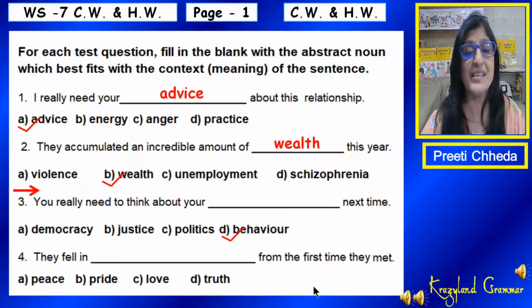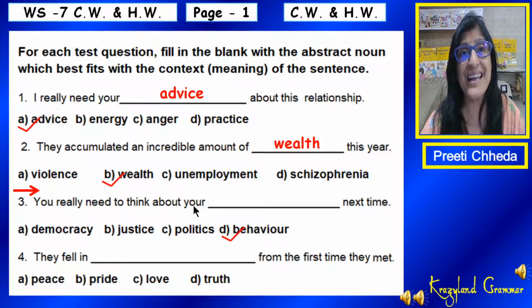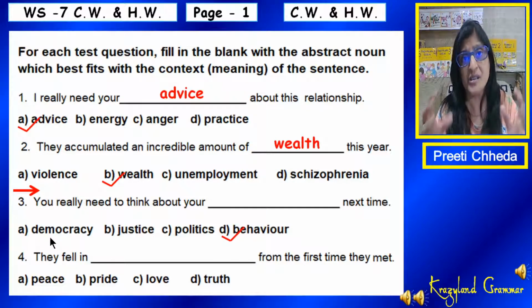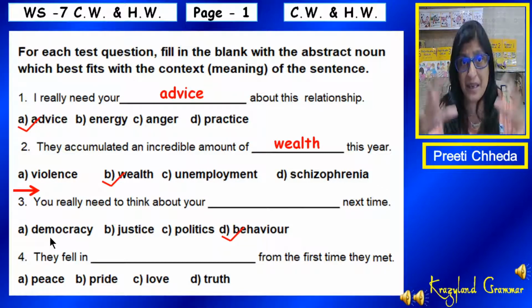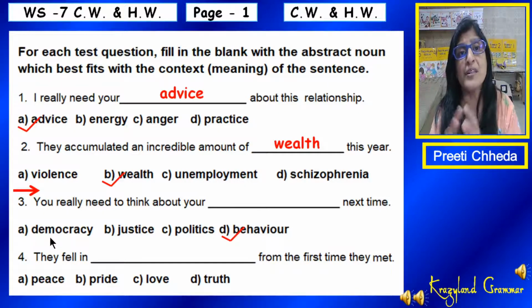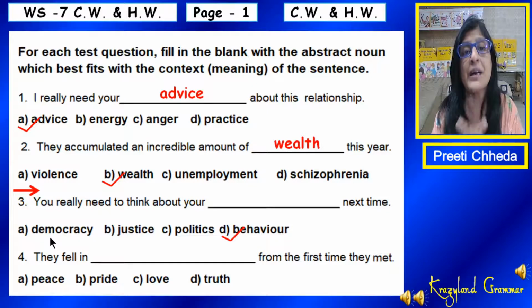Okay, kids, let's see. The answer is behavior, but did you read what it means? You really need to think about your dash next time. So, democracy is kya hai? Democracy, if you see India is a democratic country, and the ruling system is a democracy. Matlab people of the country will elect a person or a group of people, and they will make the rules and the functions for the betterment of the country.